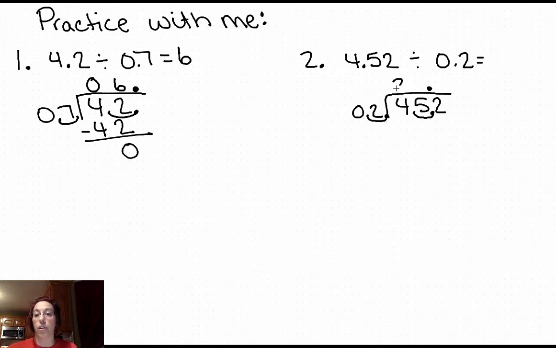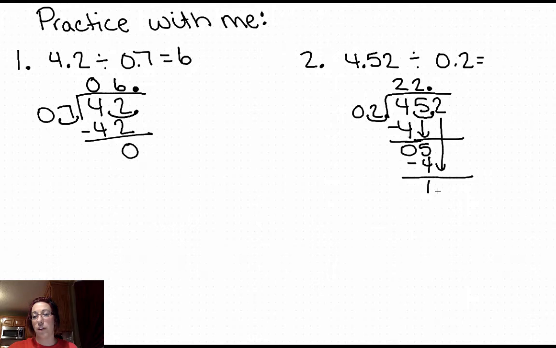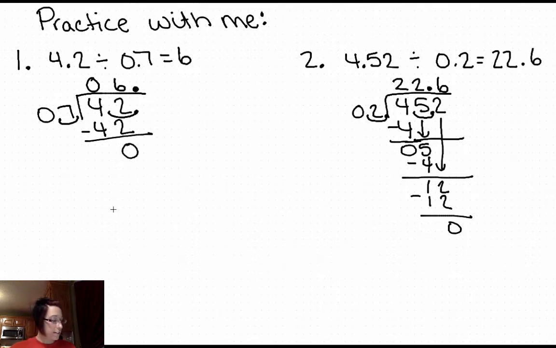2 will go into 4, 2 times. 2 times 2 is 4. Bring down our 5. 2 will go into 5 2 times. 2 times 2 is 4. Subtract to get 1. Bring down our 2. 2 will go into 12 6 times. So our answer is 22 and 6/10.